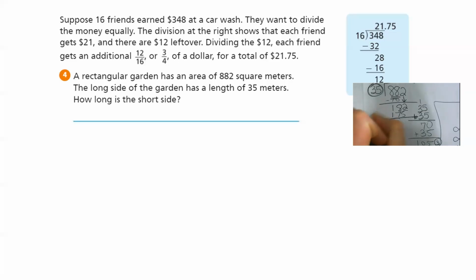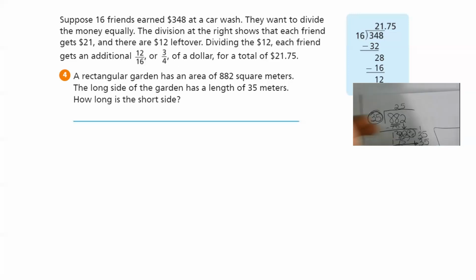7 left over. How do you know that, Mr. Stahl? Because I know 5 more is 180. And then 2 more is 182. So that's 7 more. Or you could borrow. All right, so my answer is 25, and there's a remainder of 7 35ths.